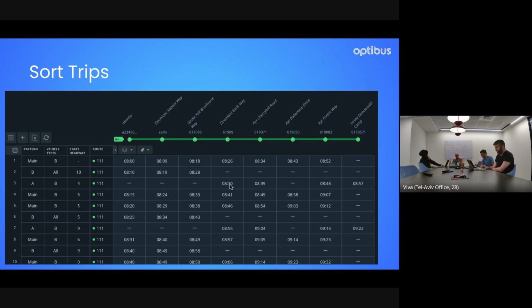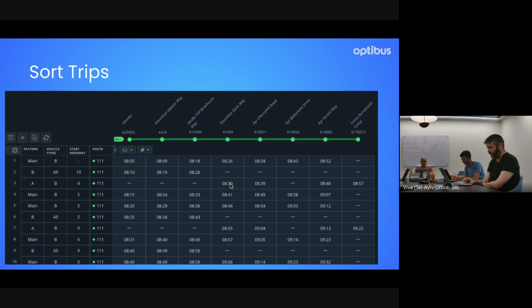This trip is 4 minutes after this one, so we have a headway of 4 minutes. So if we put this trip after this trip, the headway will be a negative number. It will be minus 11 minutes. So this is one indication of a bad sorting.